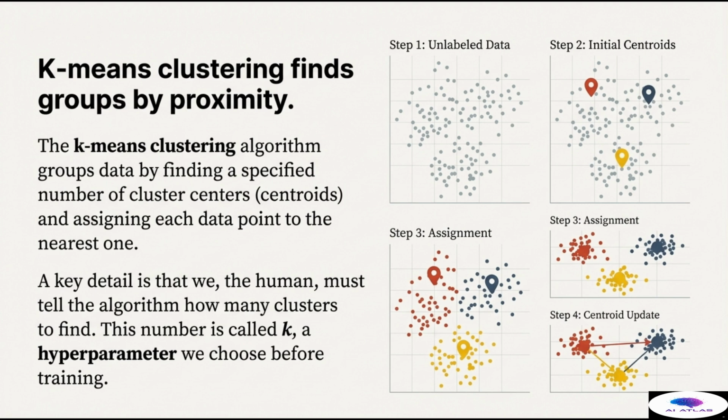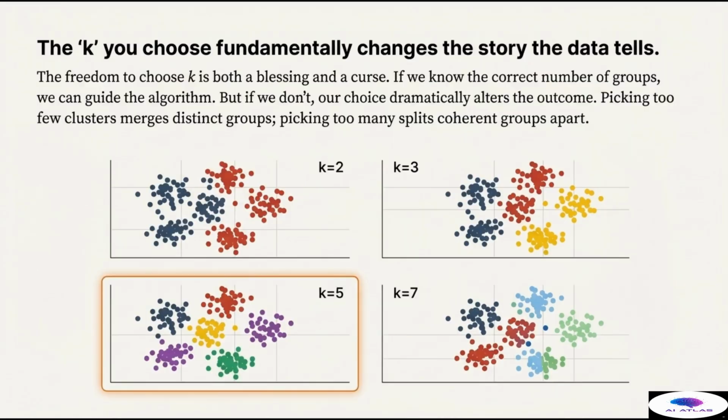A key detail here is the hyperparameter, k. We, the human operator, must tell the algorithm how many clusters to find before training begins. Choosing this value of k is a critical decision that dictates the algorithm's outcome. The k you choose is not just a technical input. It fundamentally dictates the story the data tells, making the freedom to choose k both a blessing and a curse. If we already know the underlying number of groups, we can guide the algorithm perfectly. But if we don't, our initial choice dramatically alters the final clustered outcome.